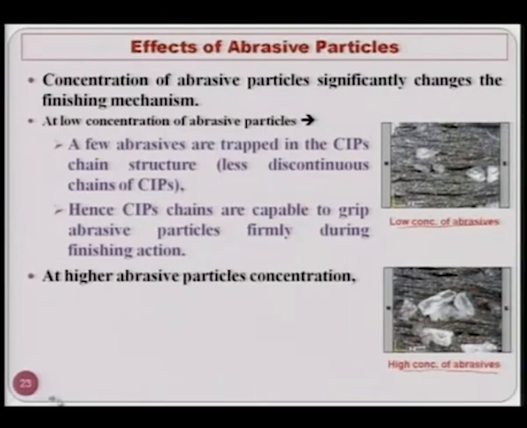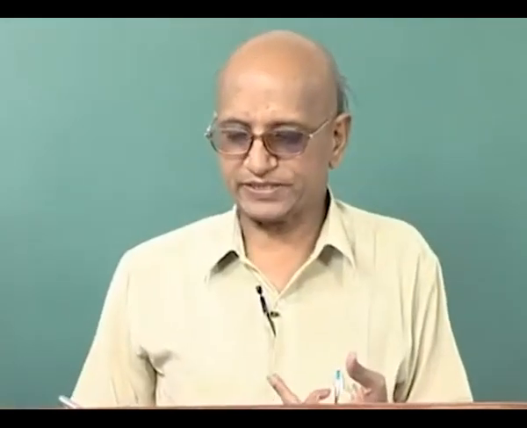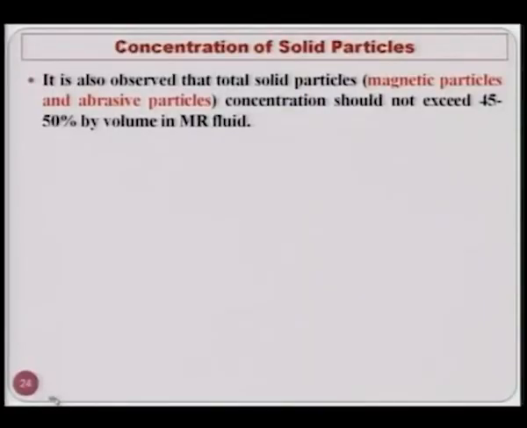At higher abrasive particle concentration, as you can see on the right side bottom, more abrasives are entangled in between CIP chains, and they reduce the strength of the fluid under shear flow. Another important point is, the fluid strength is reduced when the concentration of abrasive particles is large, because concentration of CIP is reduced accordingly. Concentration of solid particles.